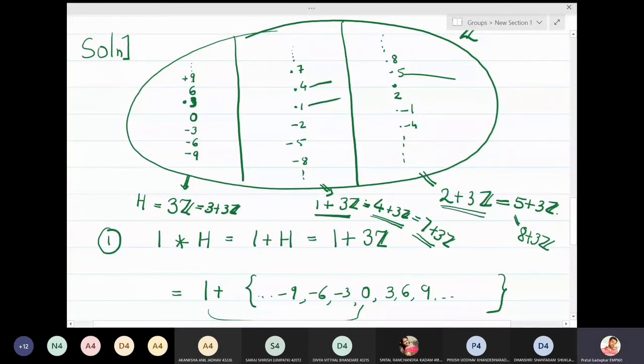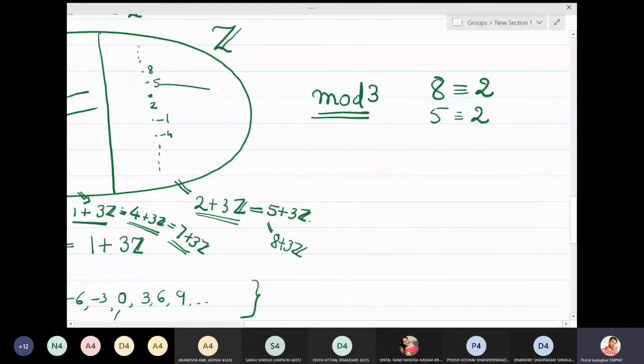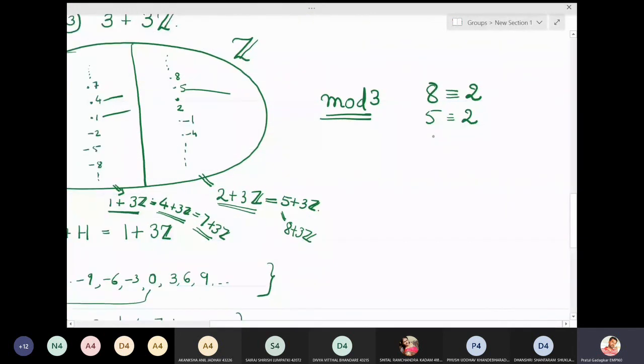Right? Do you see that something like a modulo 3 operation is going on here? In modulo 3, what is 8 equal to? 8 is the same as 2, right? 5 is the same as 2 modulo 3. 4 is also the same as 1 modulo 3. Okay, so this is just an analogy.